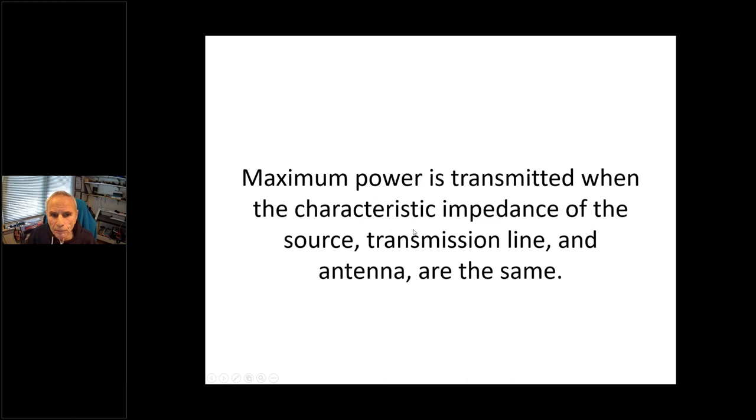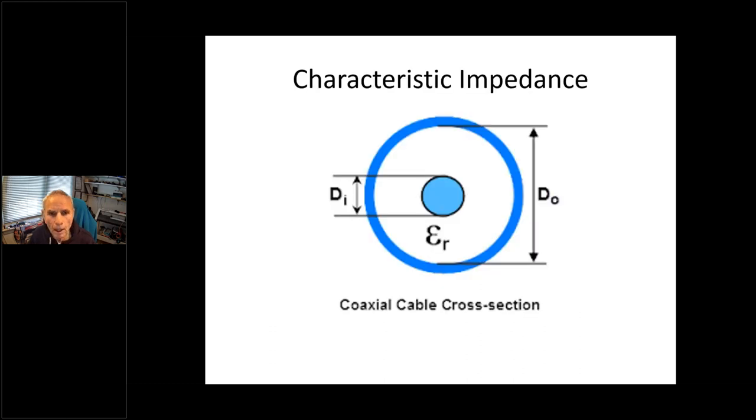Now, the maximum power transmitted will reach an antenna if all of the characteristic impedances are the same. And we deal basically in 50 ohms. We want our transmitter putting out 50 ohms. We want our cable carrying 50 ohms. We want our coaxial connectors carrying 50 ohms. And we want our antenna to match up as closely as possible to 50 ohms.